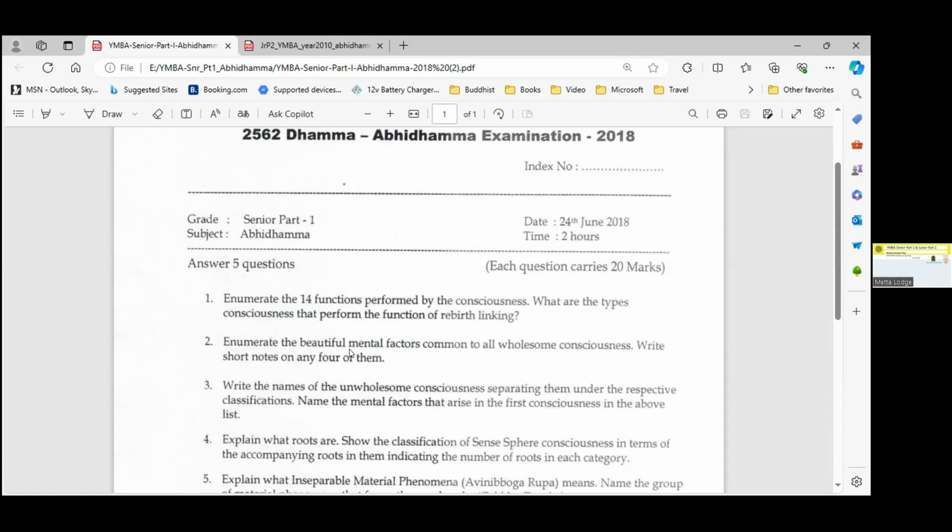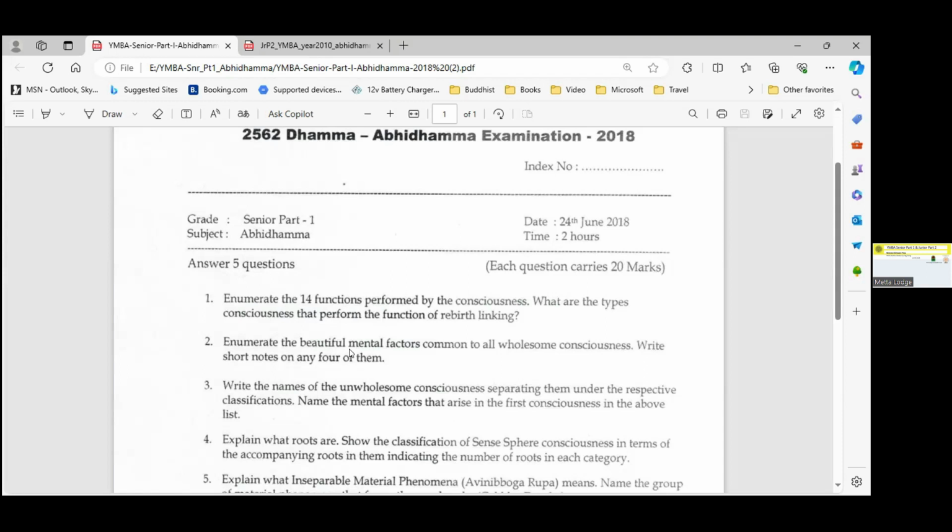6, Adosa, non-hatred. 7 is Tatramajjhattata, which is equanimity. Number 8 is Kaya Passaddhi, tranquility of the mental factors. 9 is Citta Passaddhi, tranquility of mind. Number 10 is Kaya Lahuta, lightness of mental factors. 11 is Citta Lahuta, lightness of the mind. 12, Kaya Muduta, malleability of the mental factors. 13 is Citta Muduta, malleability of the mind.